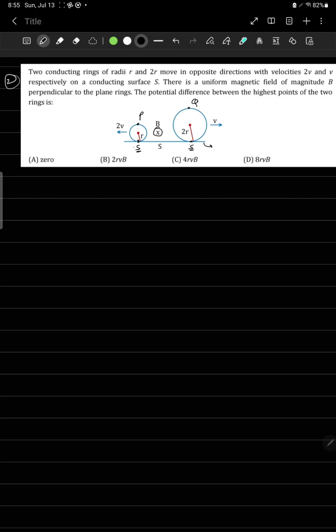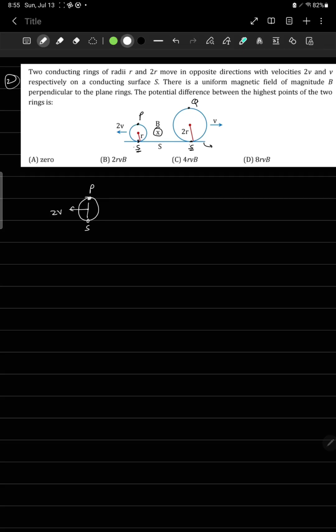Now, let's see the induced EMF across this ring P, right? What is the induced EMF across a ring? We know VBL, where L will be the displacement vector. In the case of a ring, we'll take it as the diameter. So if you take a diameter here, this is the P point, this is the S point, and it's moving in this direction with 2v. So what is the induced EMF here?